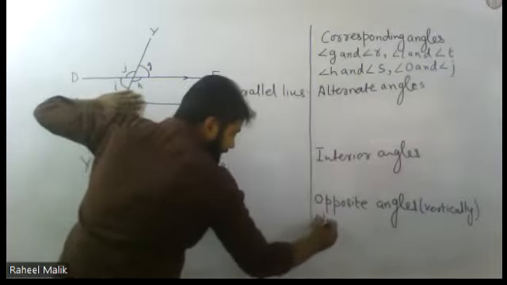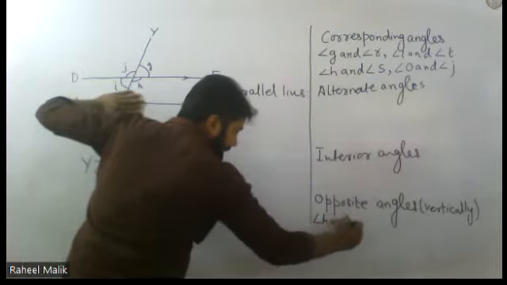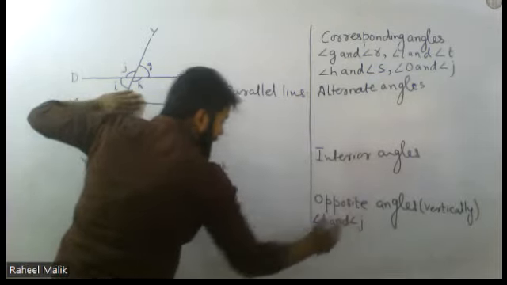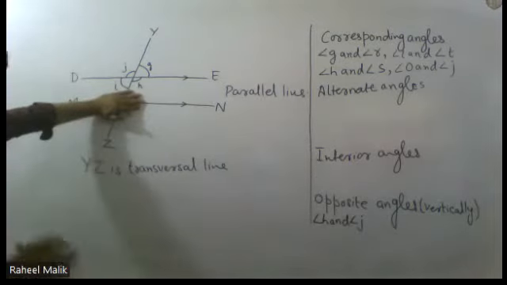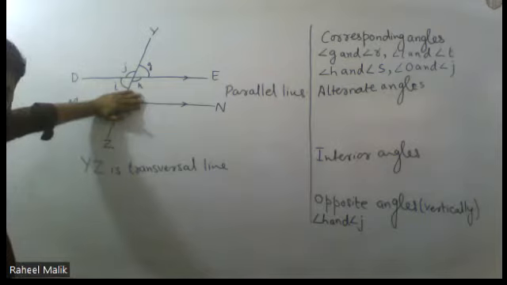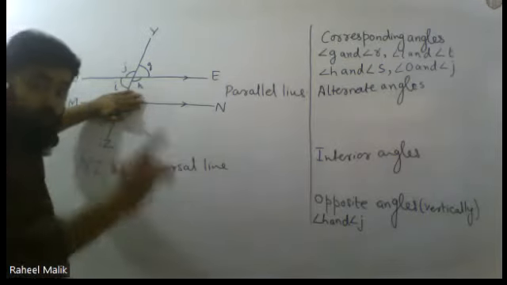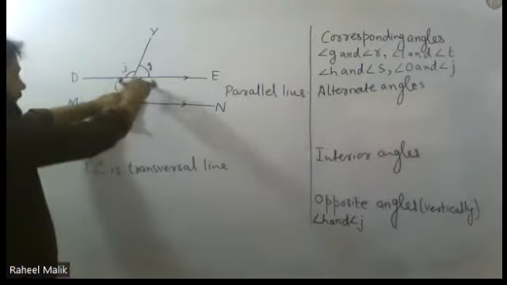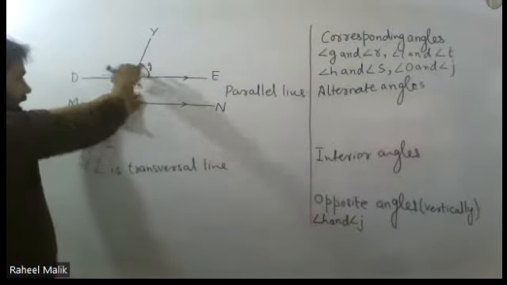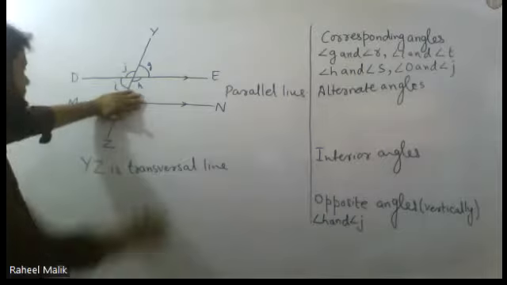Angle H and angle J are vertically opposite angles. Vertically opposite angles are always equal to each other. Vertically opposite angles are formed when two straight lines intersect each other. So angle H and angle J are vertically opposite.